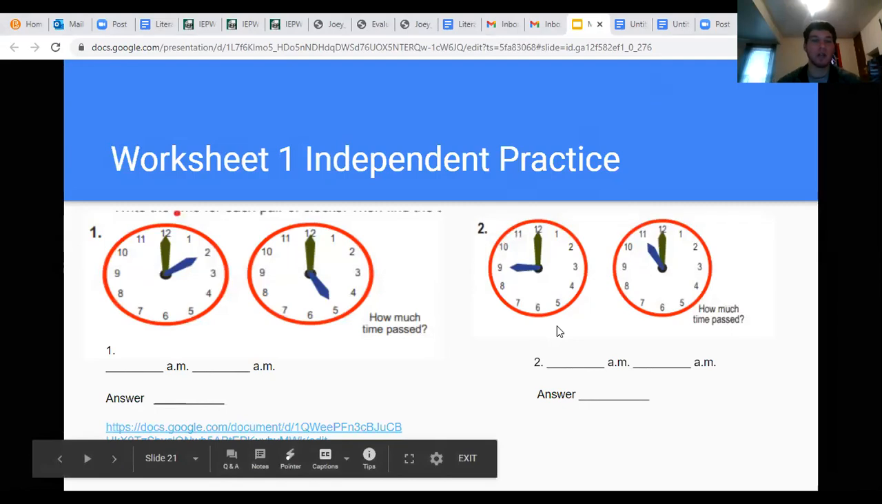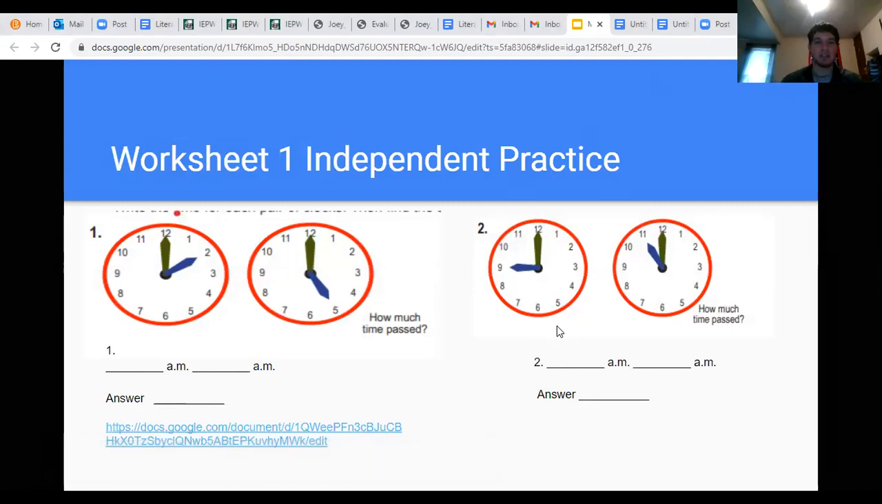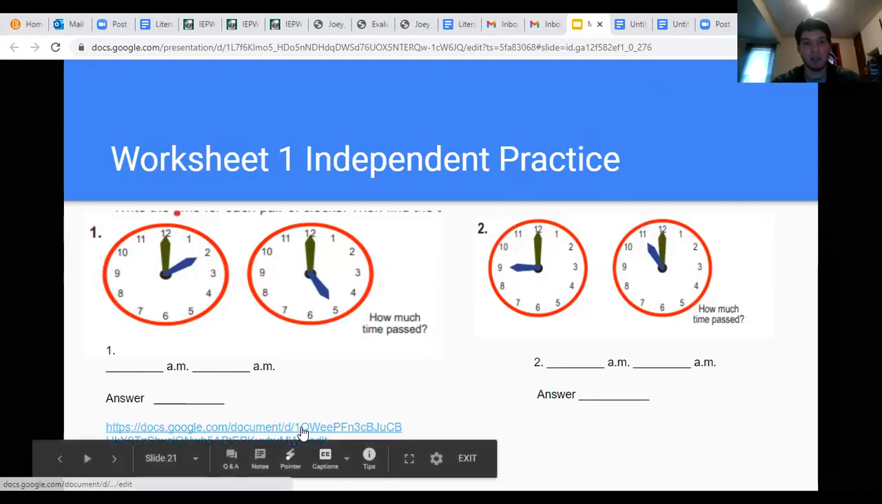So now we're going into independent practice. As you can see, there is a link right here that I want you to solve. There are 4 questions on here that I want you to solve. So now I want you to stop the video again and go to the Google Doc and answer these questions. Once you're done, we will go through the answers.